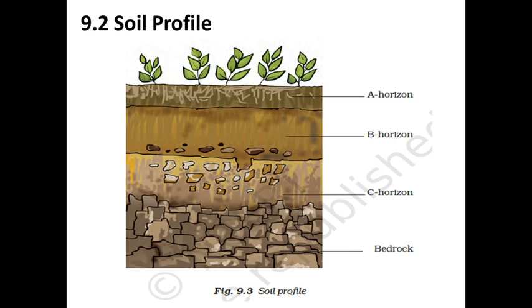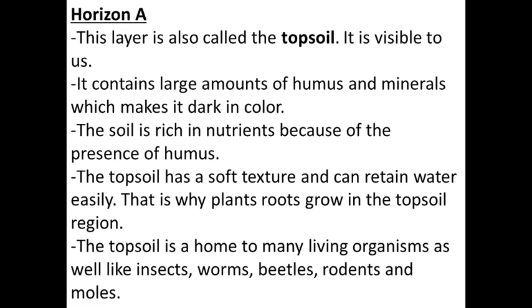So that we will learn in types of soil, but just remember that. So notes I have given about this horizon, you can see here. This layer is also called the top soil and it is visible to us. Whatever layer we can see, that is your horizon A, which contains large amounts of humus and minerals, which makes it dark in color. So you can see the color of soil. The soil is rich in nutrients because of the presence of humus.